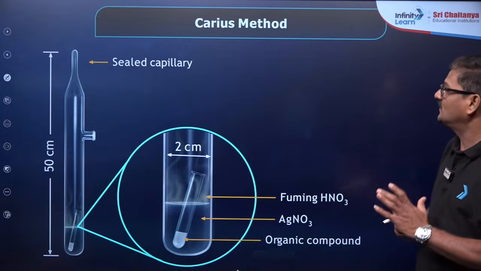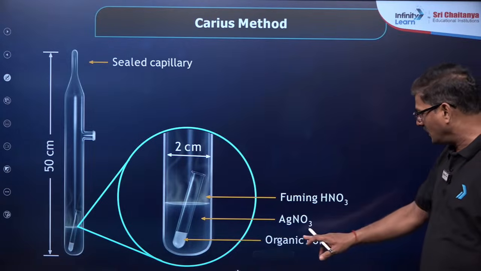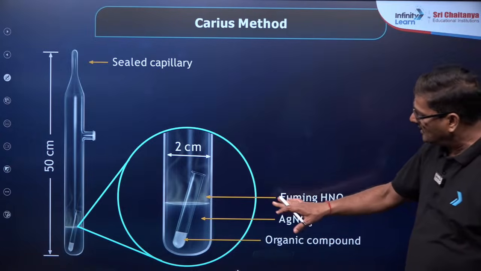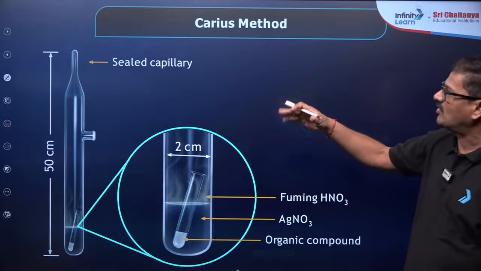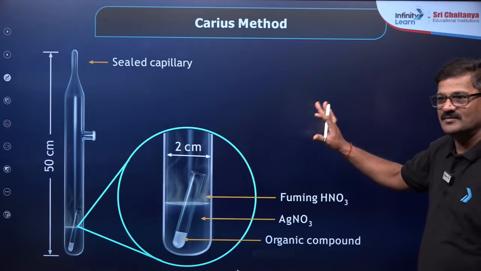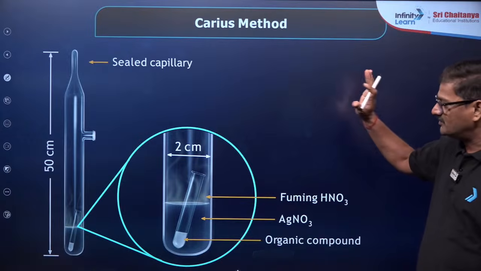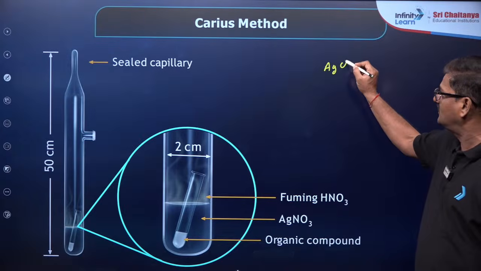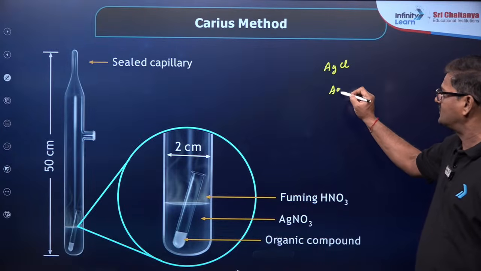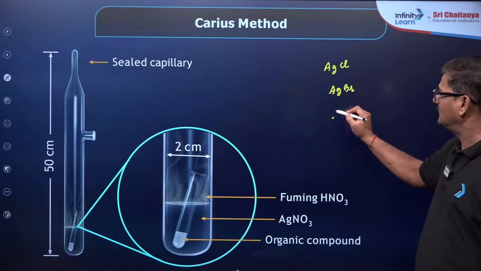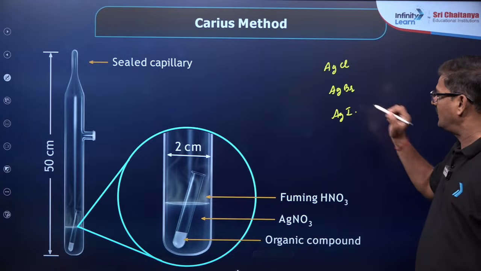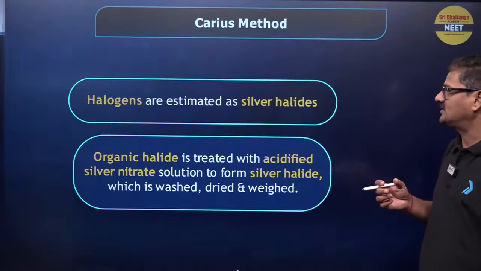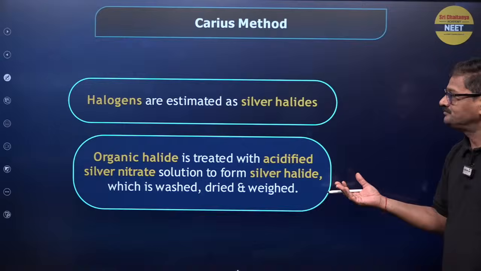And the Carius method. In this Carius method, the organic compound is mixed with HNO3 and AgNO3, and you just heat it for a long time, okay. With this, estimation of halogens can be done. Chlorine is trapped as silver chloride, bromine is trapped as silver bromide, and iodine is trapped as silver iodide. The mass of the precipitates is collected.